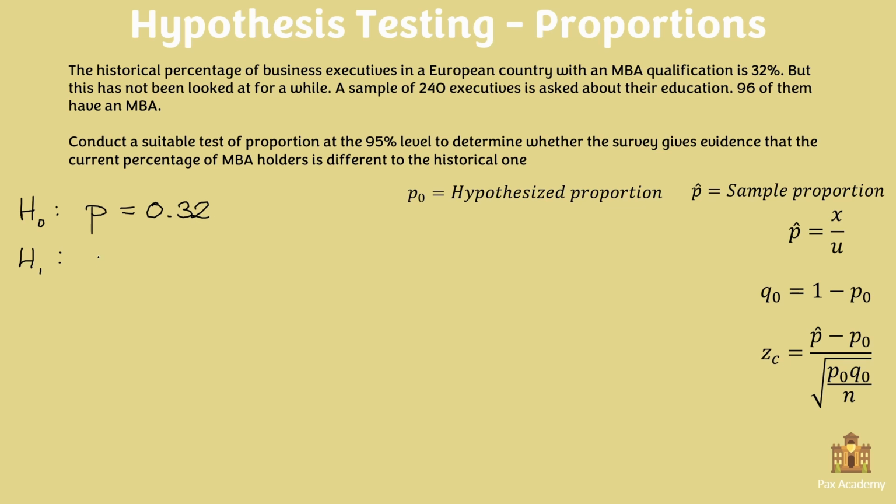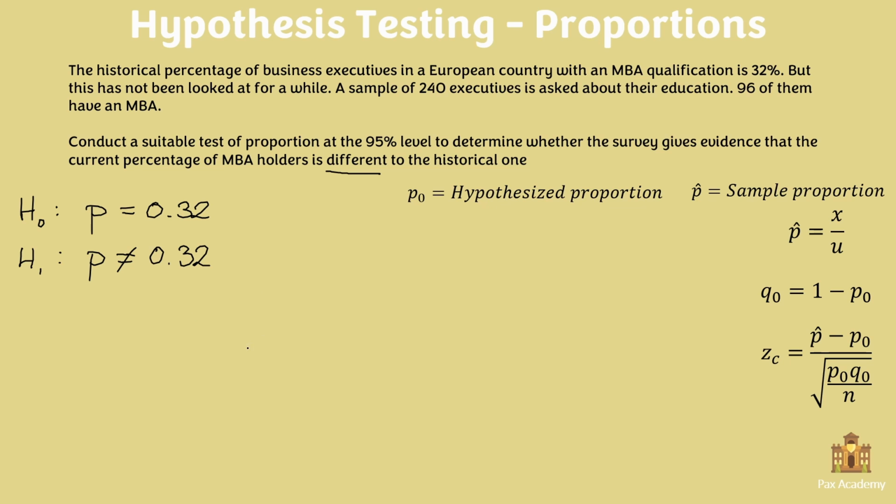And on the other hand, the alternative hypothesis, in this case, because it says that we need to give evidence on whether it's different to the historical one, different being the key word, means that the alternative hypothesis is that the proportion is different to 0.32. So it can either be higher or lower.